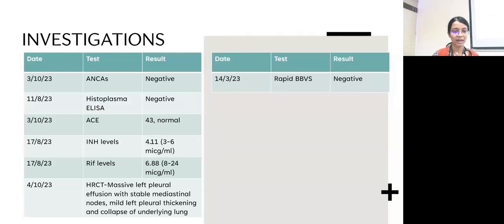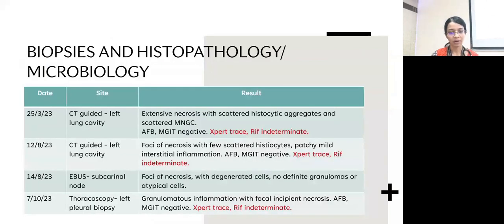Histoplasma, ELISA, ANCA, ACE, all were normal. BBVS was negative. This is the summary of all the biopsies he underwent, and all of them have shown necrosis of varying grades with granulomatous inflammation, and never have we found fungi, AFB, or malignancies in any of his biopsies.